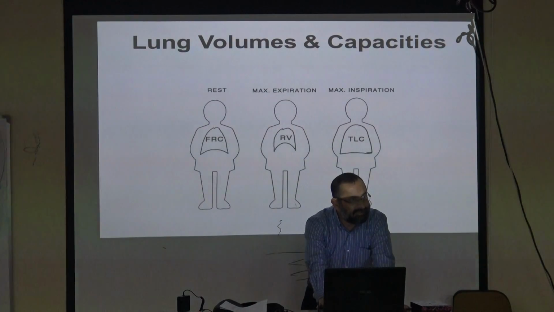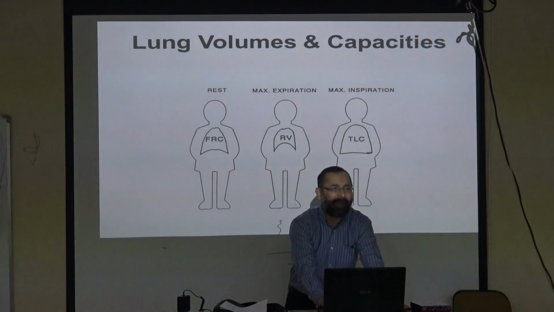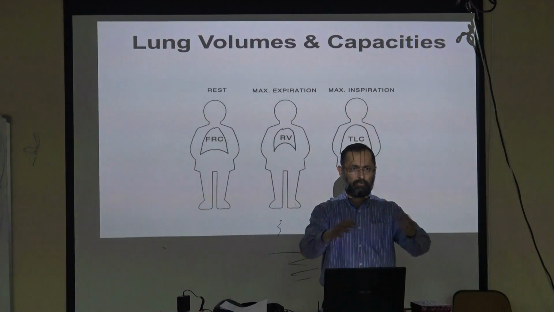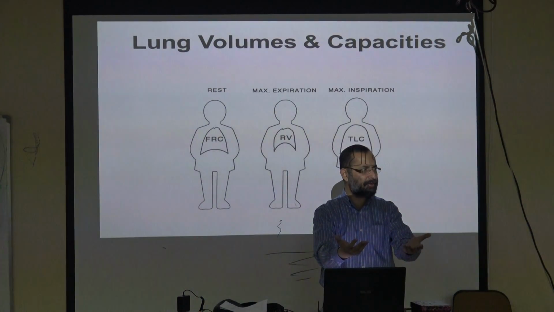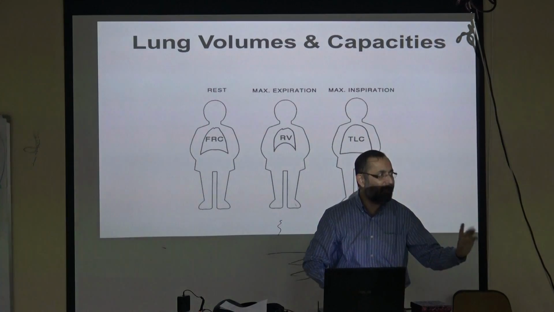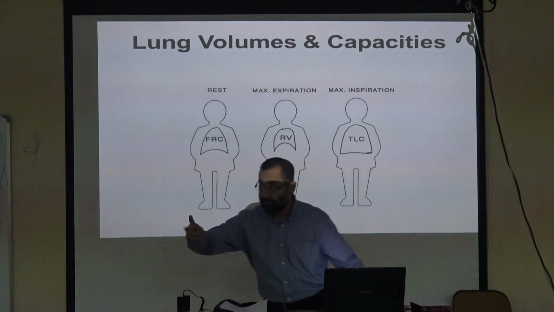Can you interpret this diagram very quickly? The first one, the person who is at rest, like me or you, after normal expiration, what do you have inside your system? FRC, functional residual capacity, which is actually 2 volumes. Do you remember that? Yes. Alright, great.